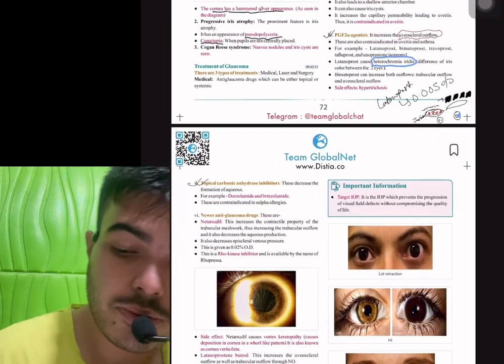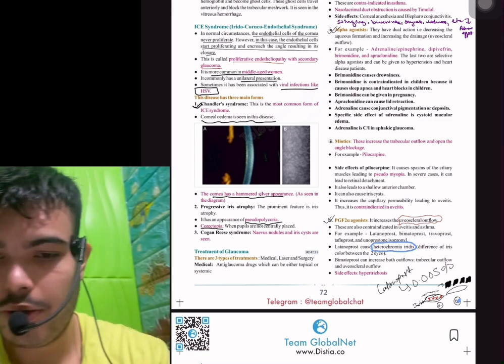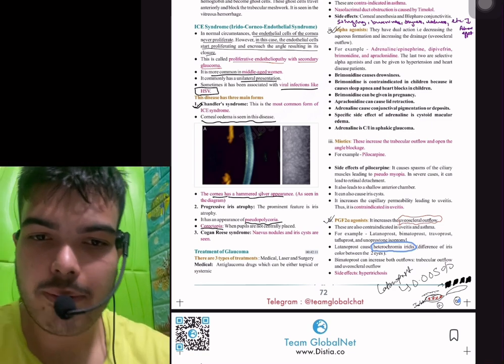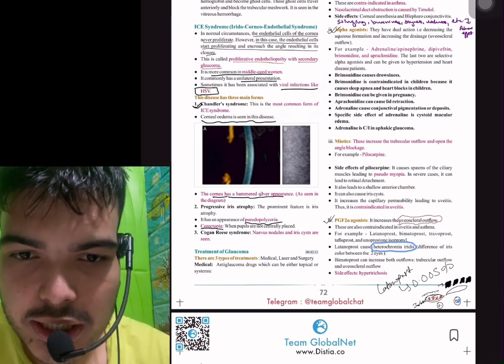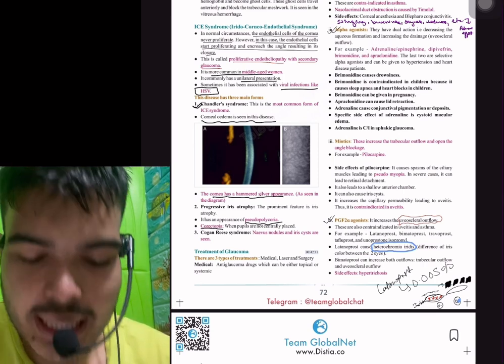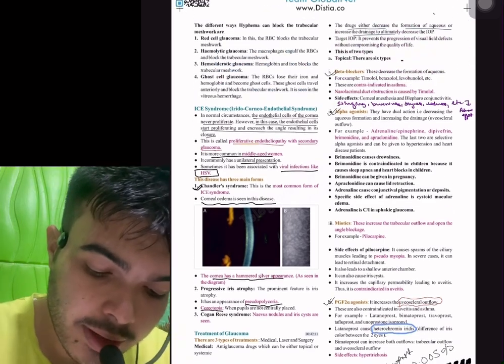Now let's come to beta blockers. In beta blockers we use timolol, betaxolol, levobunolol. What you need to know is that the IOT, the intraocular tension, is reduced by decreasing the aqueous formation. In the case of beta blockers, we decrease the aqueous formation.